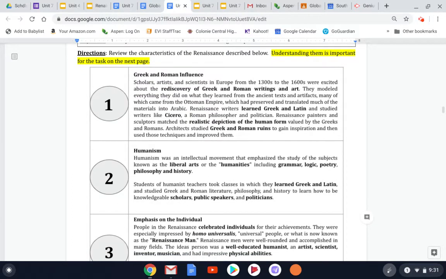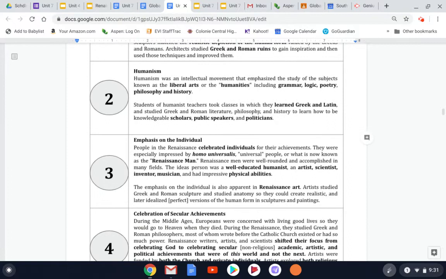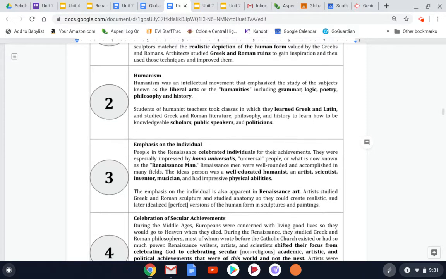The first characteristic of the Renaissance we're calling Greek and Roman influence. Of course, in our definition, we had said that this rebirth, this rediscovery of old cultural movements and ideas, was mostly focused on rediscovering the Greek and Roman writings and looking at their art and architectural styles. But there are some other characteristics and other sets of knowledge that come about during the Renaissance as well. And one of them is called humanism.